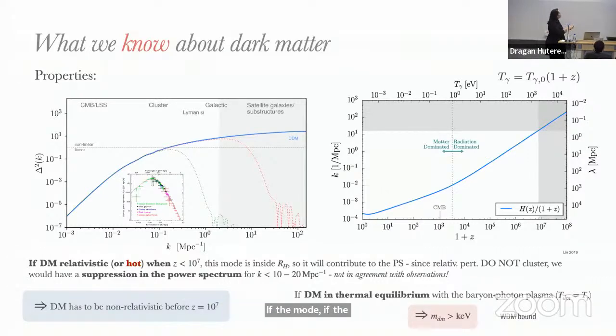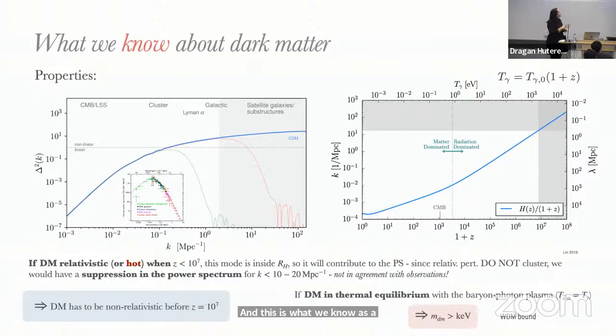And how do I interpret this? So if dark matter is in thermal equilibrium, here I also plotted the temperature of the photons, right? So the photon temperature is going to be the photon temperature today, which is the CMB, 2.7 Kelvin, times one plus z. This is how temperature evolves. So here's redshift, and you can relate it to temperature. If this dark matter component is in thermal equilibrium with the baryon photon plasma, it is going to have the same temperature as the photon baryon plasma. So this tells us that whatever dark matter candidate I have that is in contact with the photon baryon plasma needs to already be cold by redshift 10 to the 7, which corresponds to a temperature of keV. And this is what we know as a warm dark matter bound.